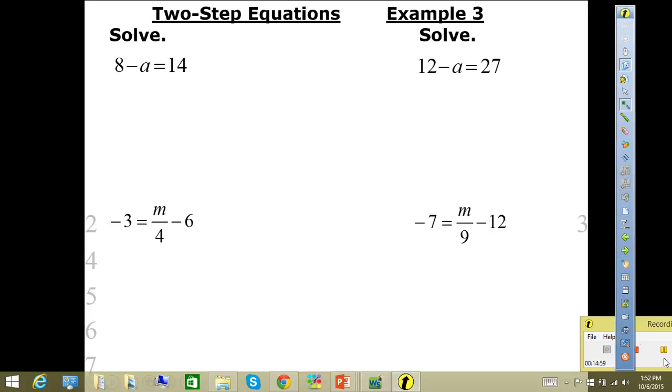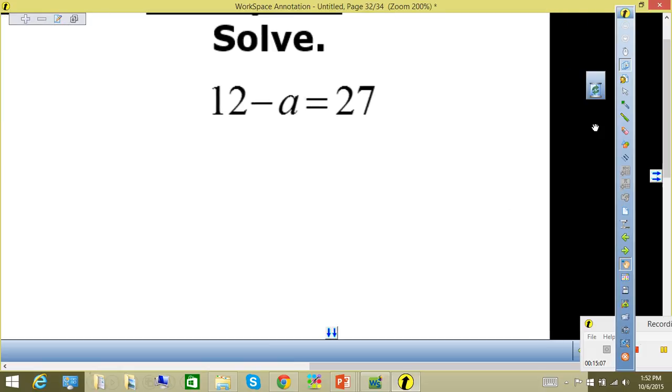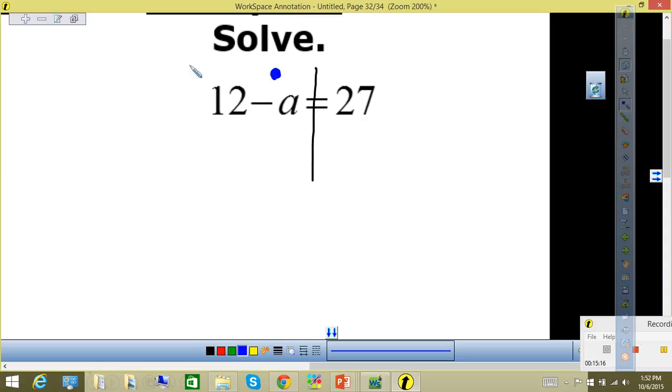All right, here we go. Let me go over the first one. Line down the equal sign. What operations do we have? Multiplication and addition. It's not a subtraction. If you said subtraction, it's because you didn't see the coefficient there. Therefore, what is the inverse of addition? Subtraction. So we subtract 12, subtract 12.